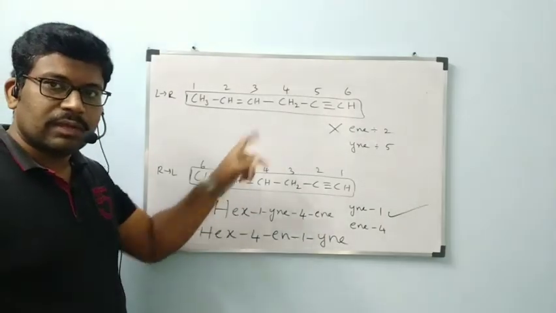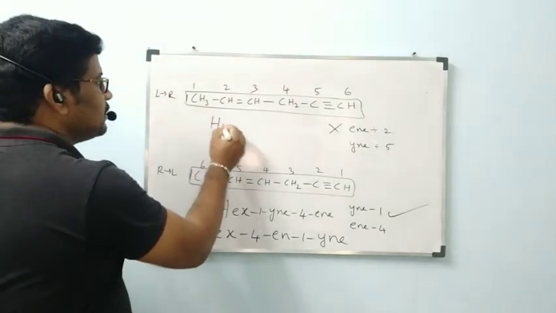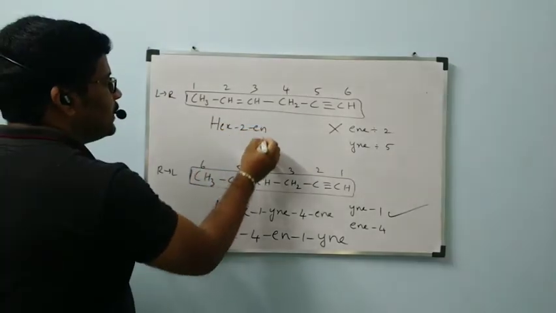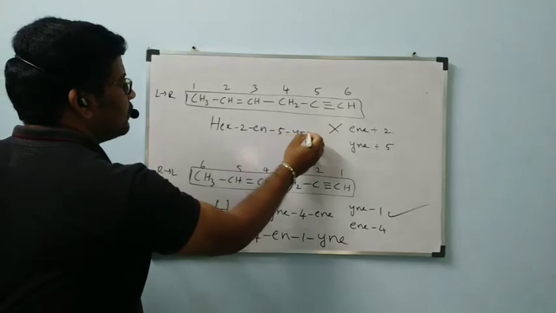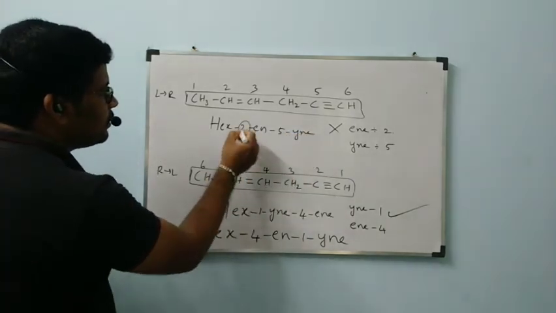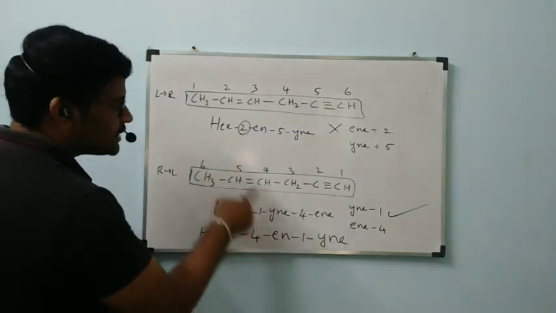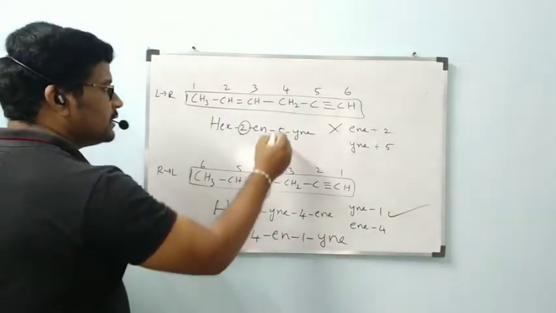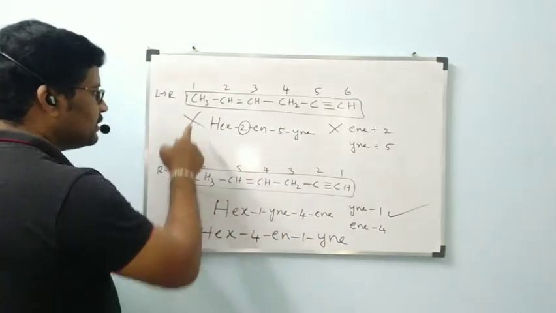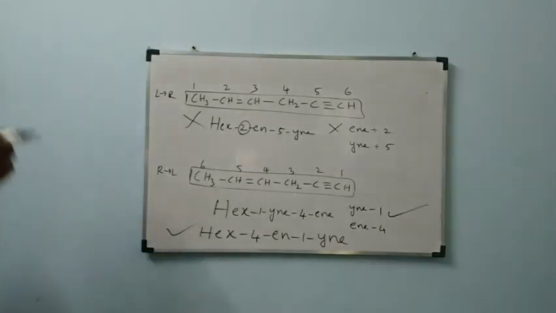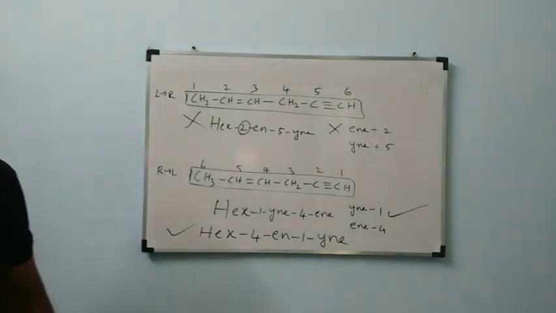This name, if you give here, hex 2 en 5 yne. See, 2 here, here 1. Least number 1 only, no? So this one is correct. This is wrong. This one is the wrong name. This is the correct name. Observe the board, all of you.